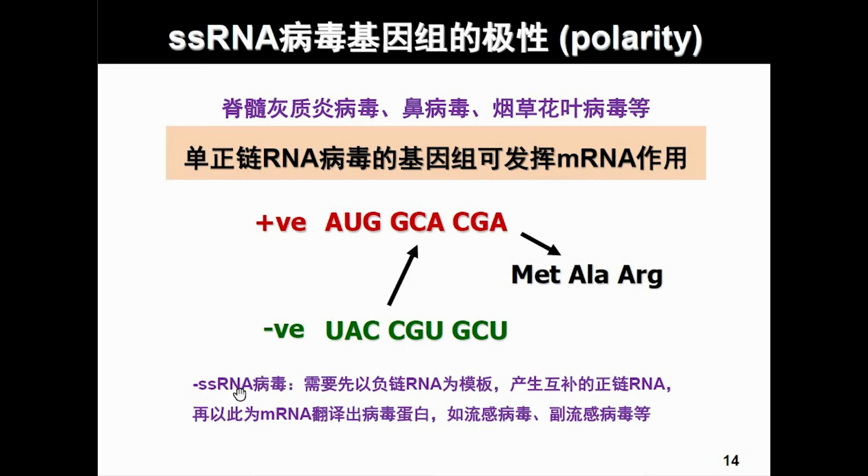Whereas if it is negative single-stranded RNA, what will happen? This negative single-stranded RNA will first produce positive single-stranded RNA by complementary base pairing, something like that, and then it will act as an mRNA and translate the viral protein. Yeah, that's it.